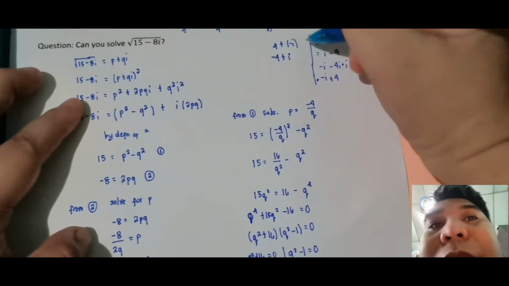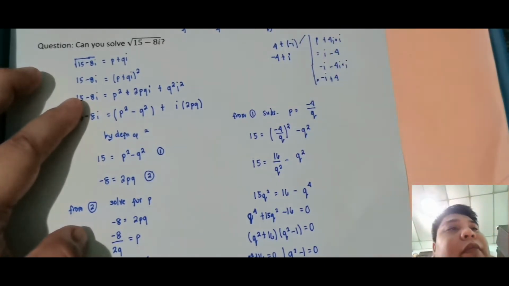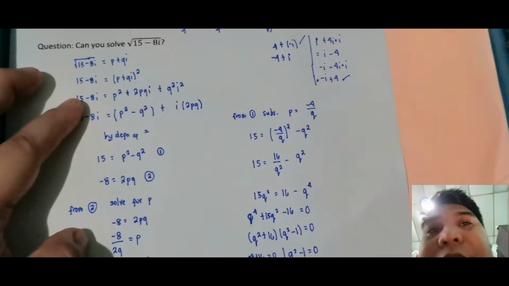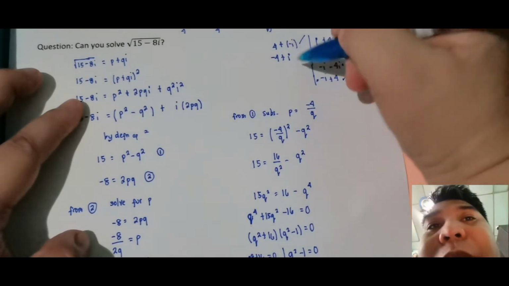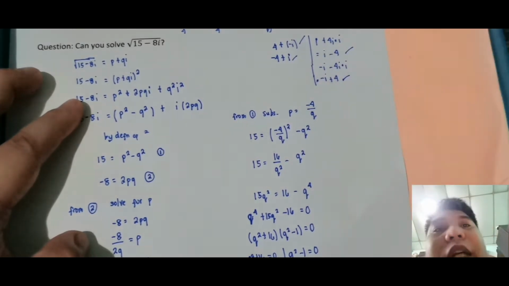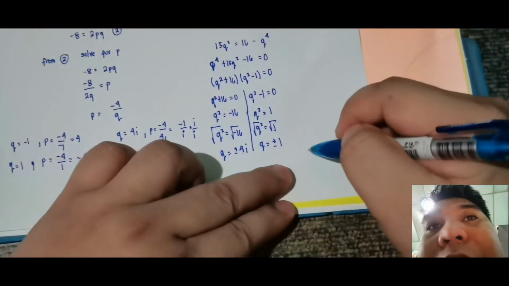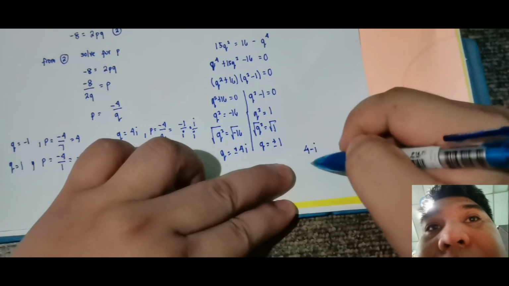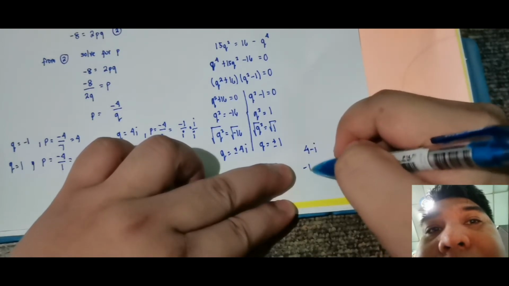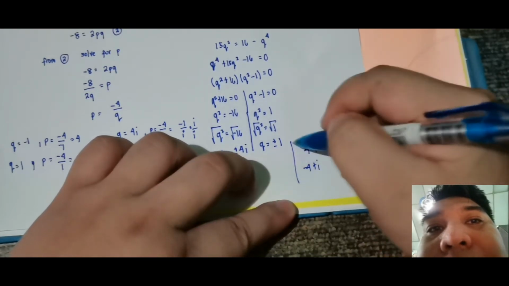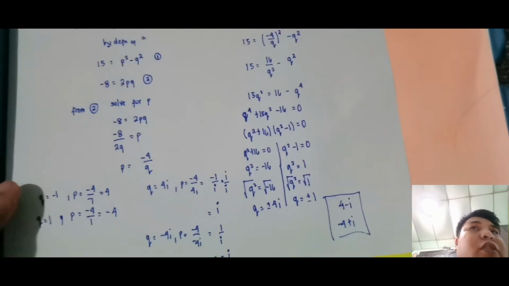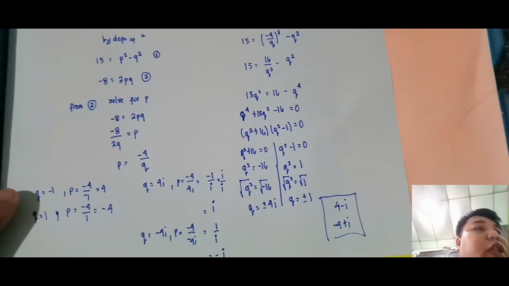So kung napansin nyo, si 4 minus i saka si negative i plus 4, iisa. Si negative 4 plus i saka ito, iisa. Okay, so therefore, dalawa na yung value. Ang sagot lang natin is 4 minus i, tama, saka negative 4 plus i. So ito yung square root ng ating 15 minus 8i. So, ano napansin nyo? Tama naman. Pag square root, expected ko dalawa value.